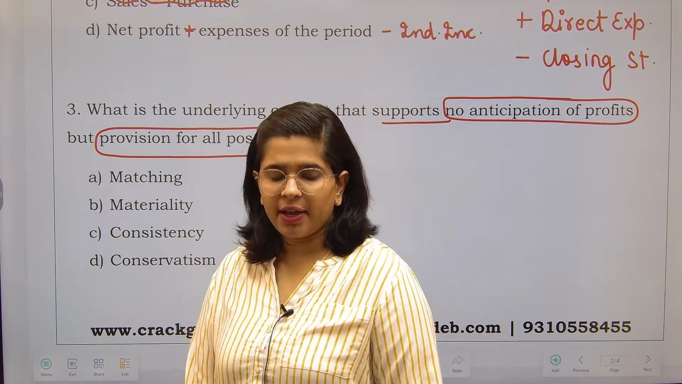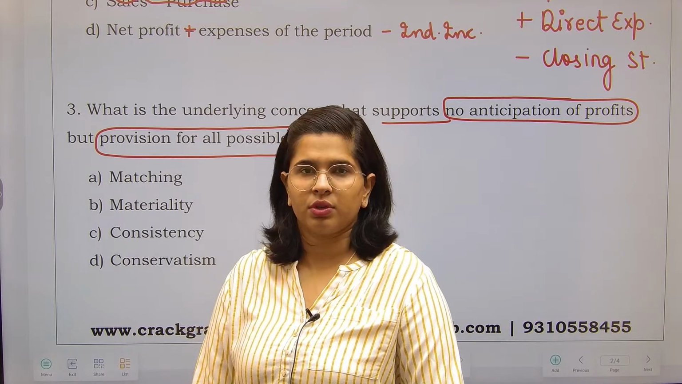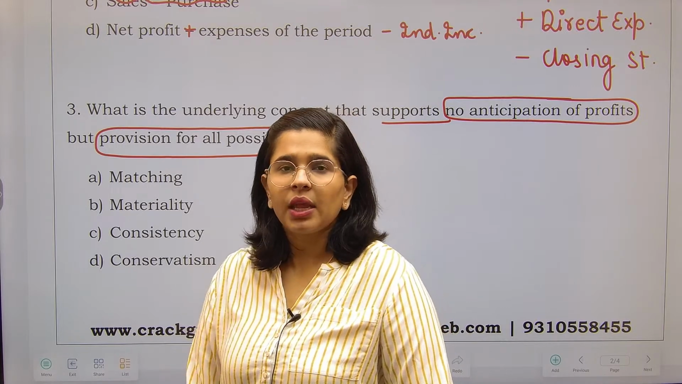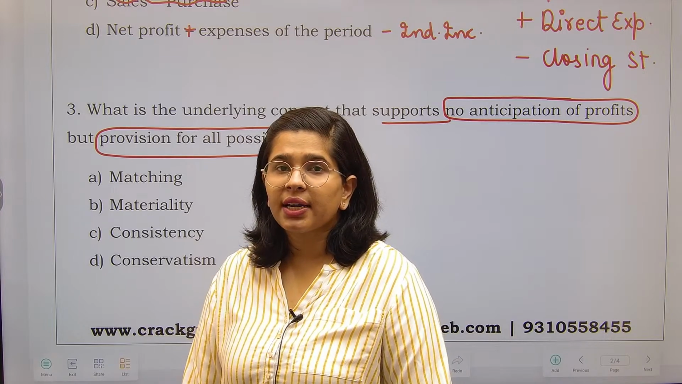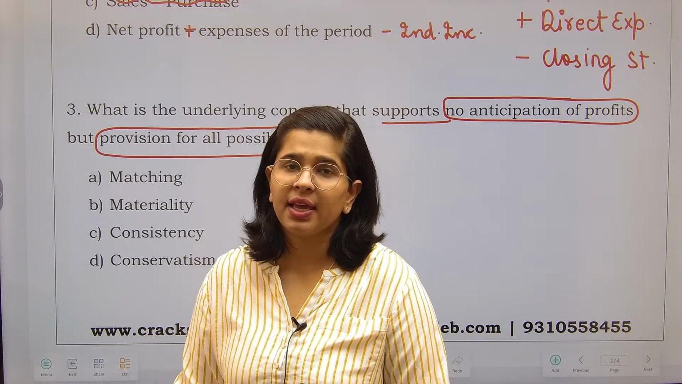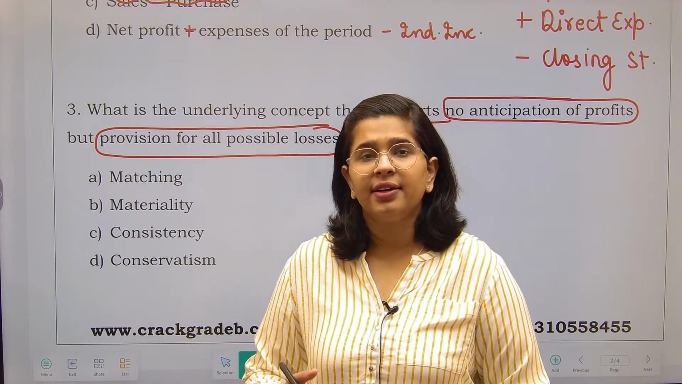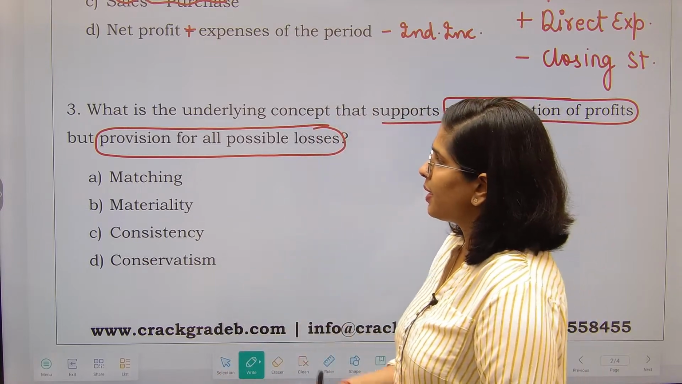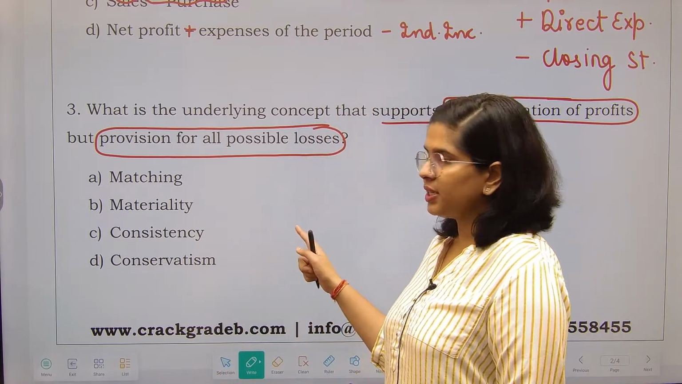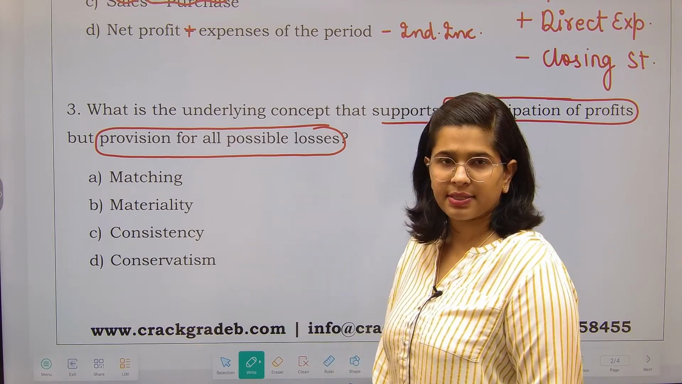You must know that we do create provisions in our books, right? Why are these provisions created? We are making some space for the losses which might be incurred in the future. So what concept is this? Matching concept, materiality concept, consistency concept, or conservatism?